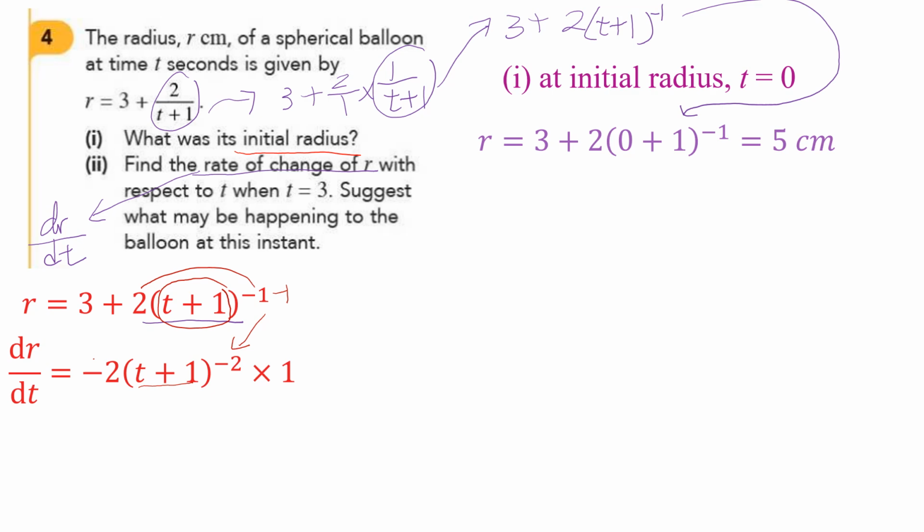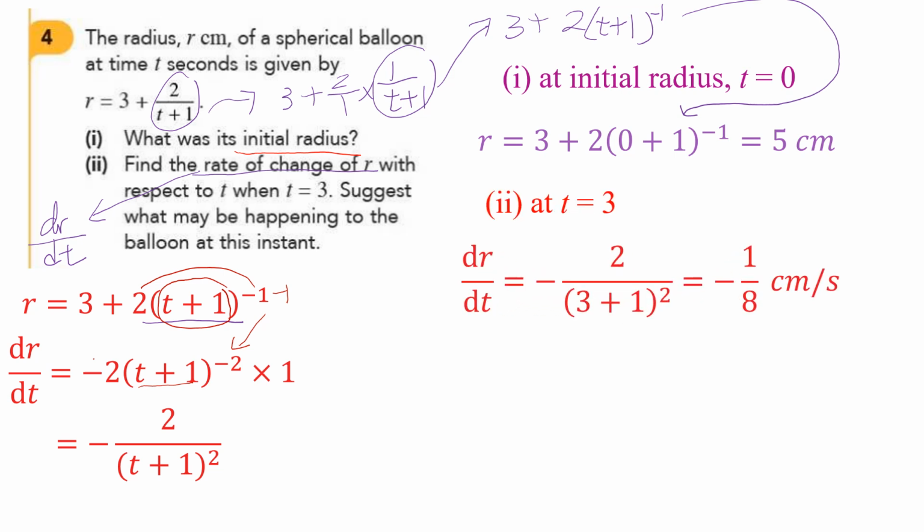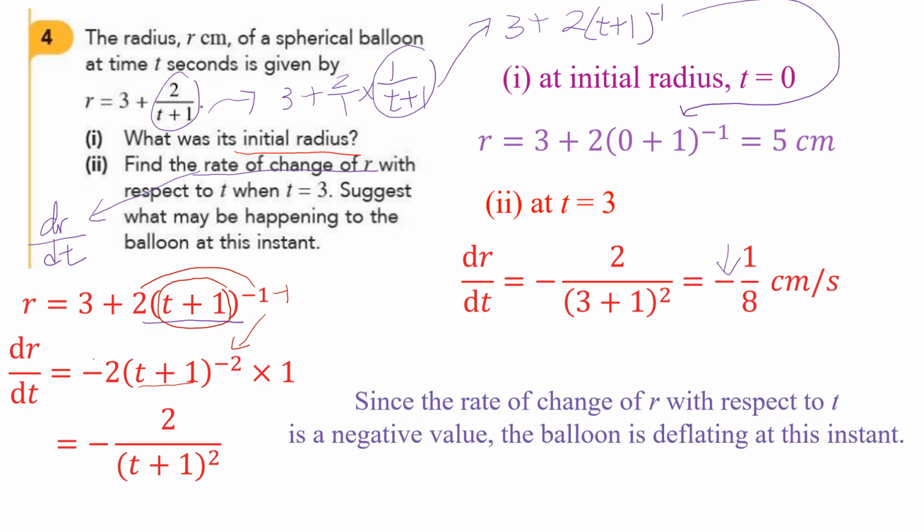Right, so what happened when t is 3? We're going to substitute t equals to 3 into your dr over dt, and you get negative 1 over 8 centimeter per second. The question says suggest what may be happening to the balloon. So if you see this negative, what do you think happened to the balloon? Is it getting bigger or getting smaller? Yes, of course, the negative tells you that it's deflating, it's getting smaller.